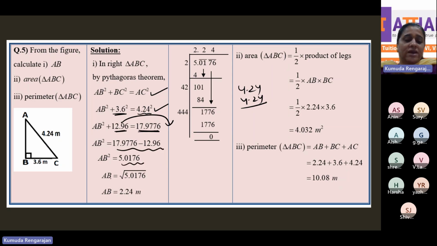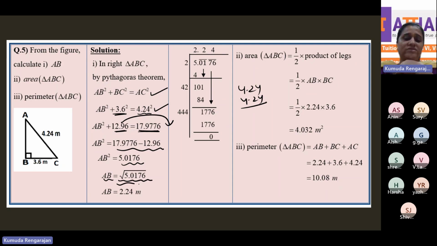This is the difference, and AB is equal to the square root of 5.0176. You need to find the square root using the long division method like this. Don't use the prime factorization method. You can do it using the prime factorization method, but long division method is still easier. Easier meaning you can get the answer in less time.